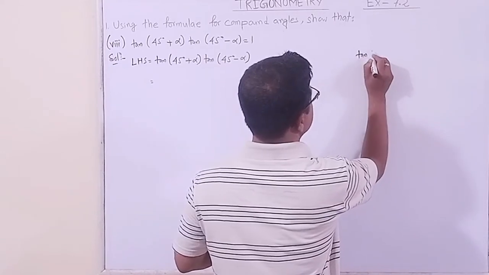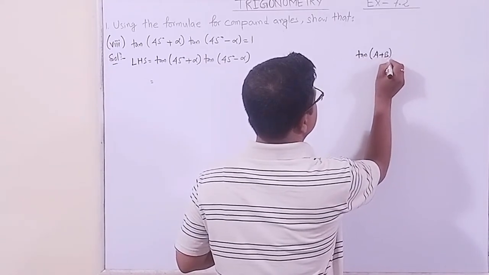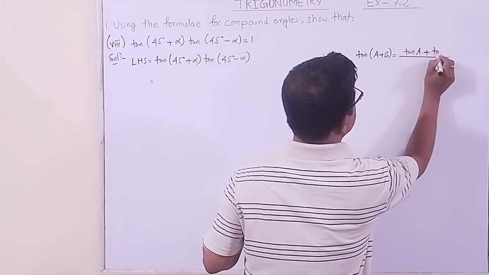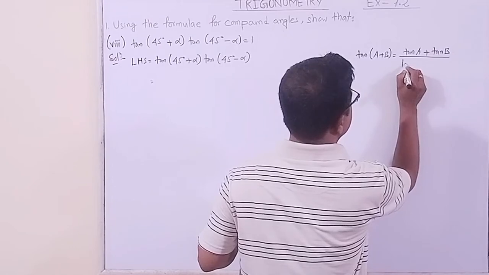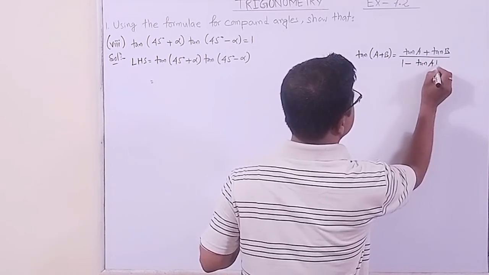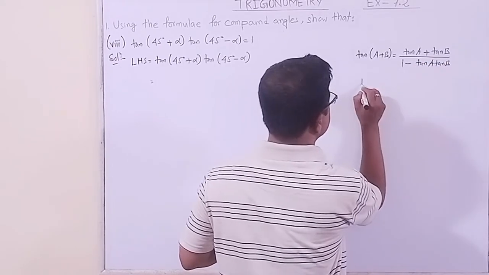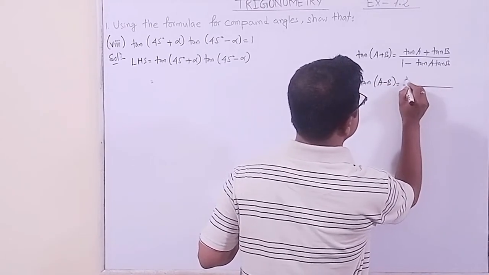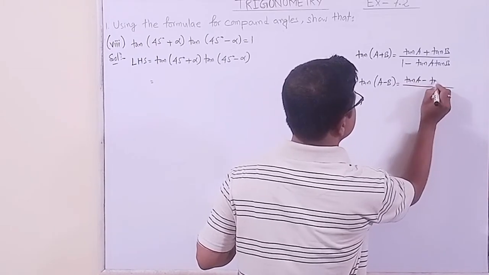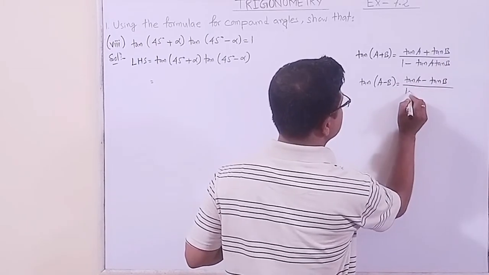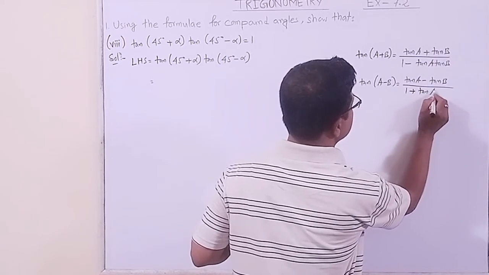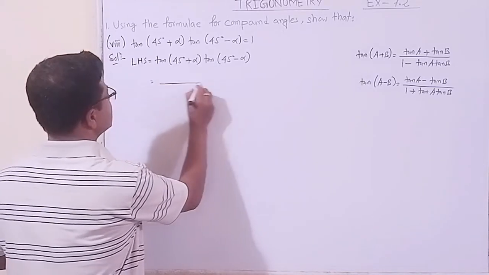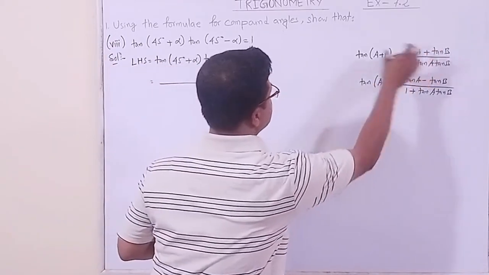We have already derived tan of A plus B equal to tan A plus tan B divided by 1 minus tan A tan B, and tan of A minus B we have got, it is tan A minus tan B, just opposite, is it not, plus tan A tan B. Okay, so this is of the form tan A plus B. So this formula we shall apply here.